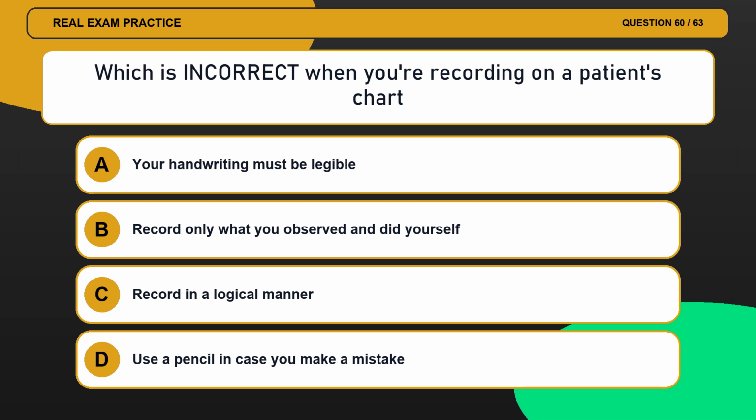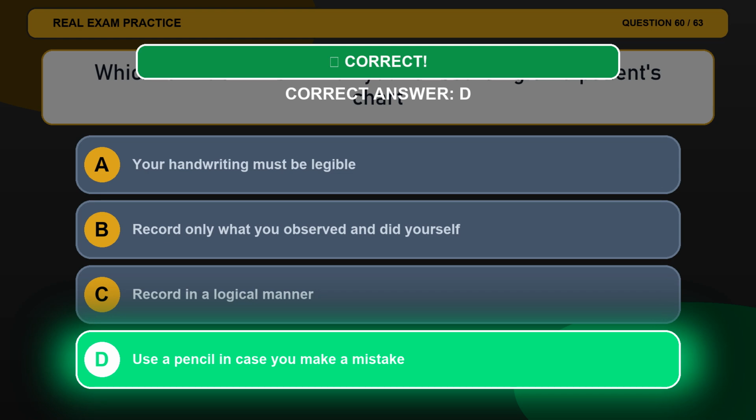Question 60. Which is incorrect when you're recording on a patient's chart? Option A, your handwriting must be legible. Option B, record only what you observed and did yourself. Option C, record in a logical manner. Option D, use a pencil in case you make a mistake. The correct answer is option D, use a pencil in case you make a mistake.